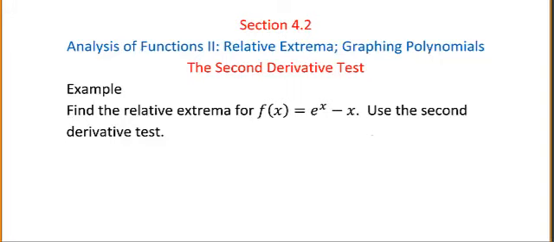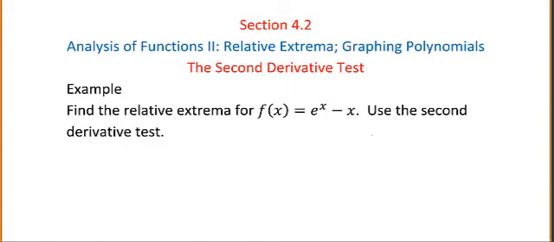Let's do another example of using the second derivative test. Again, recall that the idea when you're looking for relative maxima or relative minima of a function, you first look for critical points. A critical point is where the first derivative is either 0 or undefined. So you take the first derivative, set it equal to 0, and figure out where it's going to be undefined.